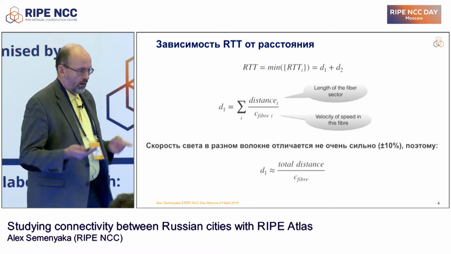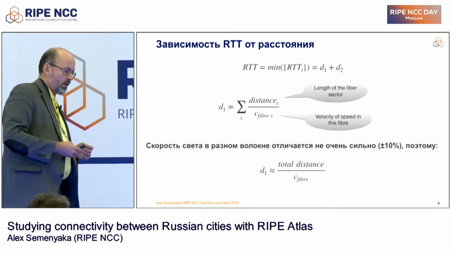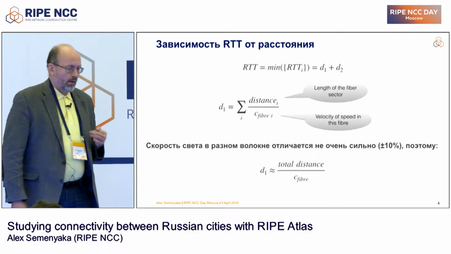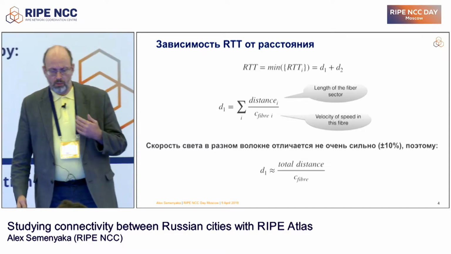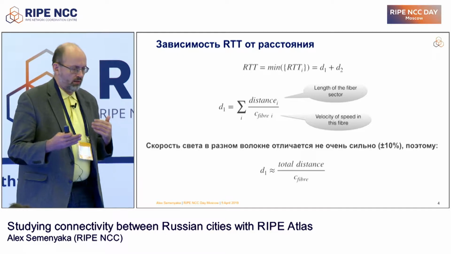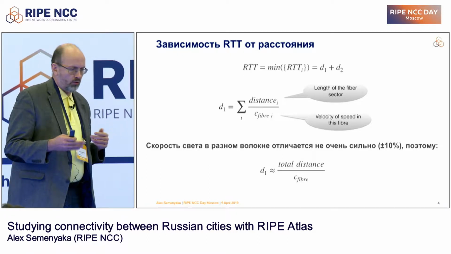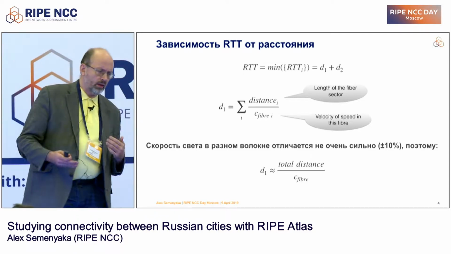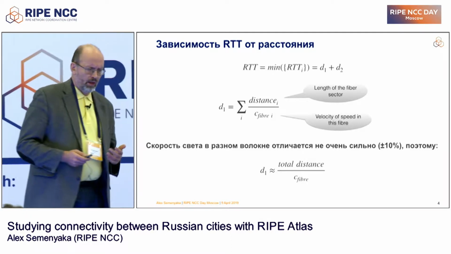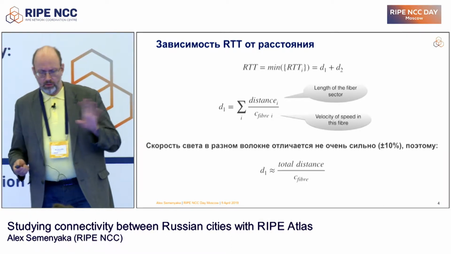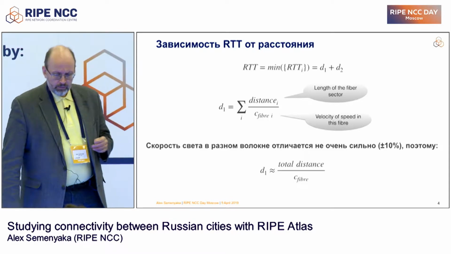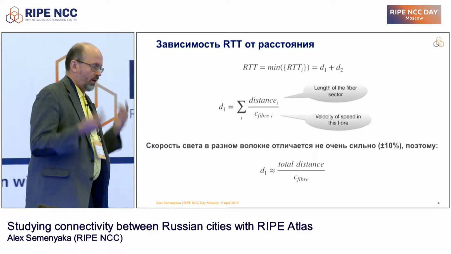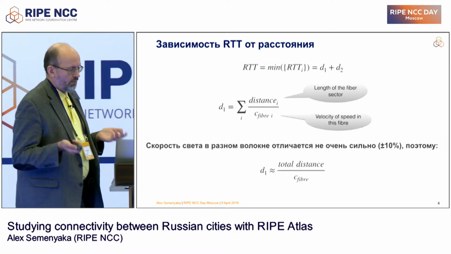How can RTT depend on the distance? We understand that light propagates in a fiber. In every segment of fiber, there is its own latency. The speed of light changes between segments. I mean, it doesn't change, but the latency changes between the segments. And there are fluctuations in those latencies depending on the type of fiber, the age of fiber. However, that speed variation is within a 10% limit.